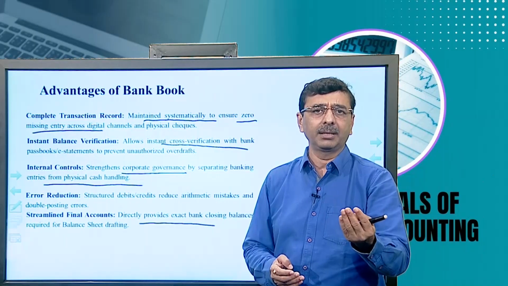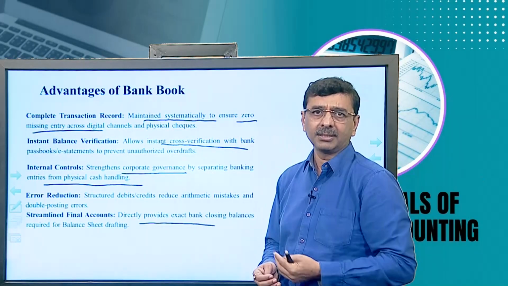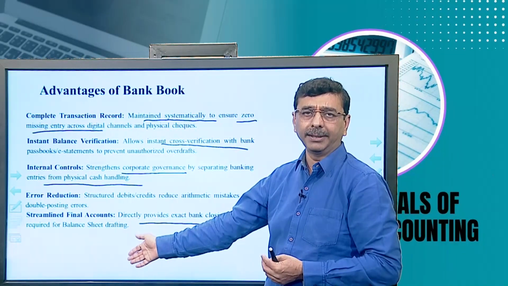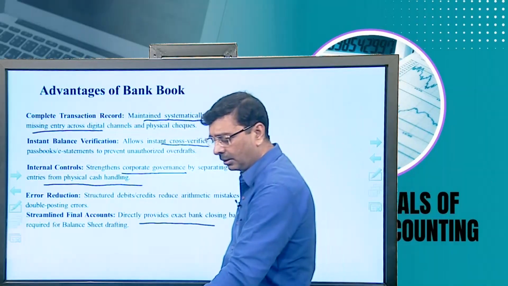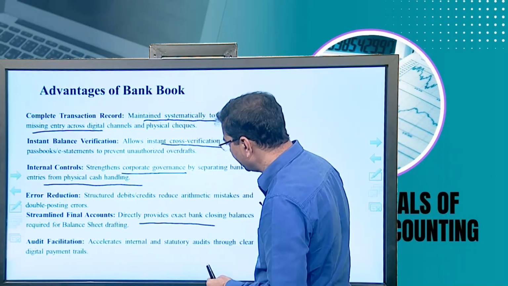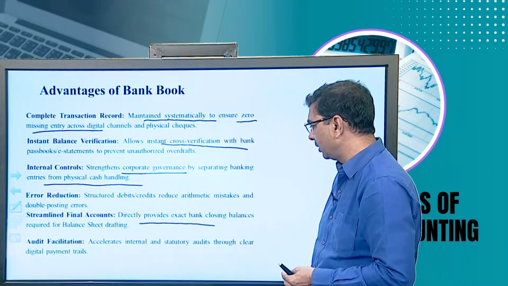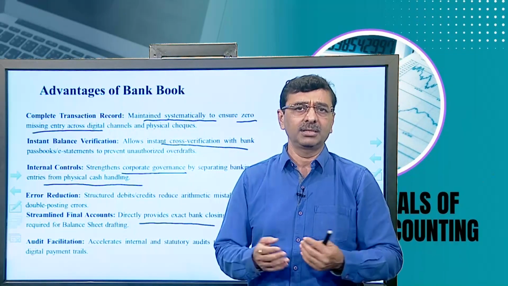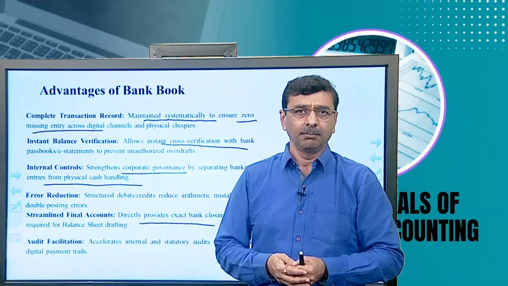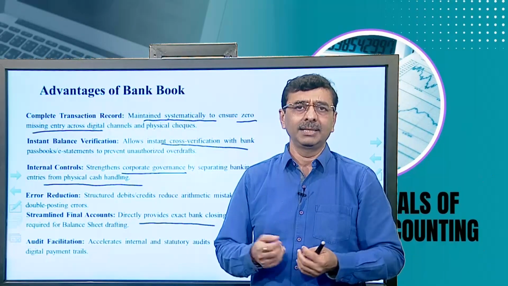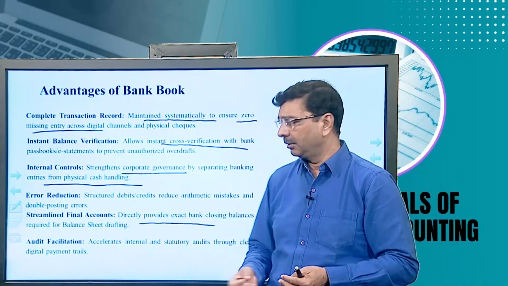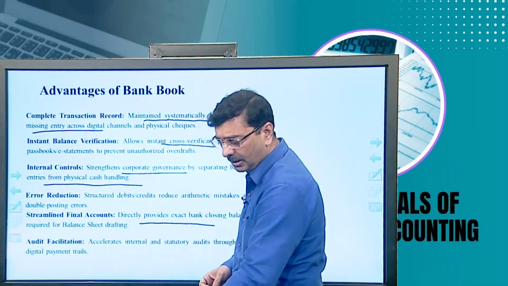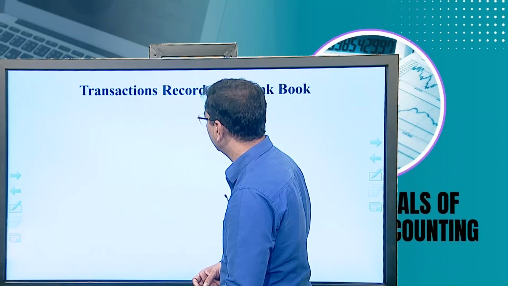You don't need to prepare separate ledger accounts, as we already discussed earlier, you can easily find out the closing balance at the end of the bank book period, and immediately it can be shifted into the balance sheet. Audit facilitation accelerates internal and statutory audit through clear digital payment trails, and all these digital payment trails you can compare with your bank book, whether they are recorded or not, and easily find out the comparisons, and then the mistakes can be found and audit facilitation can also be strengthened. So these are the advantages of preparing a bank book.